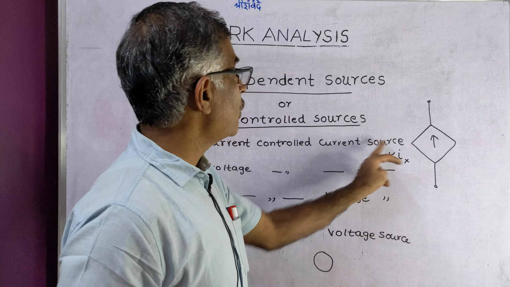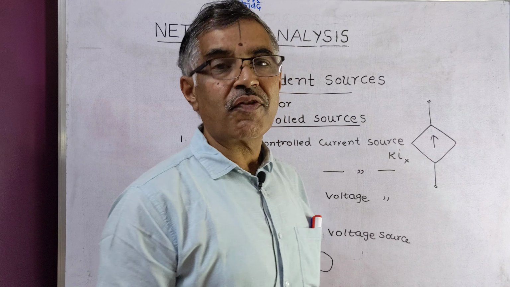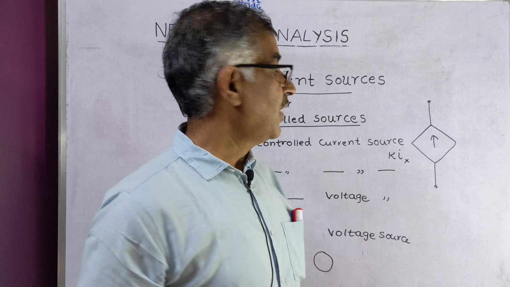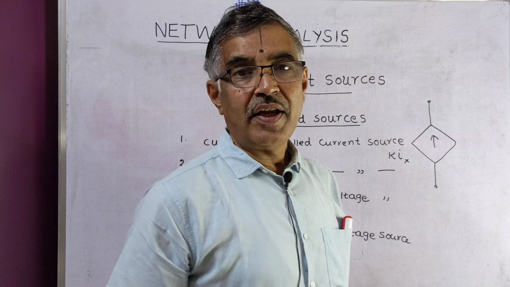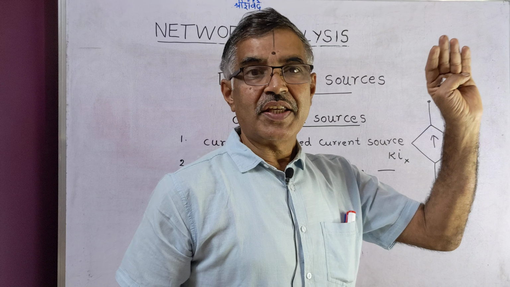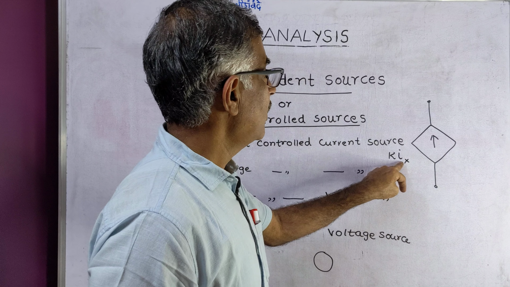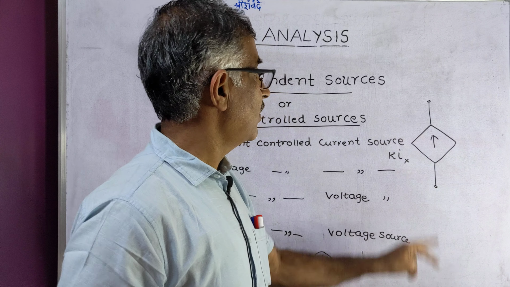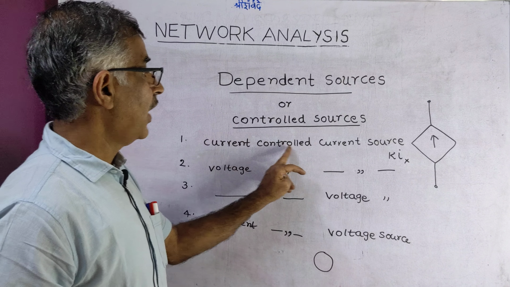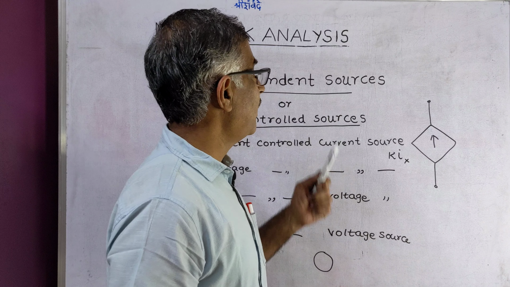So as this is a current source, and that is why there is an arrow here. Arrow stands for direction of current it is supplied. So KIX, K is a constant and IX is current elsewhere in the circuit. And KIX is a factor that is going to control this source quantity, this current value. Hence it is called as current controlled current source. I don't know whether you catch my point or not.